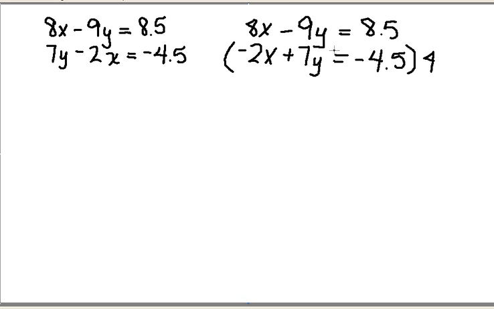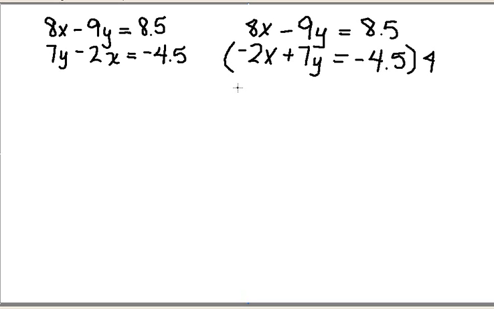If I decided to eliminate y, I would have to multiply the top equation through by a number and the bottom equation. The least common multiple of 9 and 7 is 63, so I'd have to multiply the top equation through by 7 and the bottom equation through by 9. So that would require me multiplying both through. Since it's more work, I'll just pick x to eliminate and multiply that equation by 4.